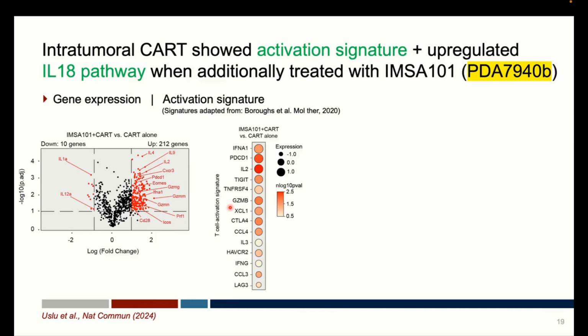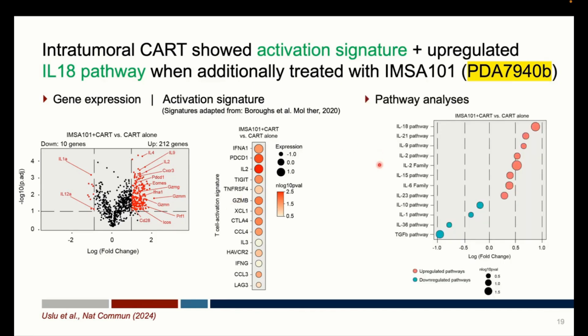We then also looked at pathway analysis. So we looked at different pathways of the intratumoral CAR T cells, and we could see that primarily activation-associated pathways were significantly upregulated in the combination treatment group, whereas primarily anti-inflammatory pathways were significantly down, for example TGF-beta. And our attention got drawn to IL-18. So basically the most significantly upregulated pathway in the combination treatment group in our analysis was IL-18.